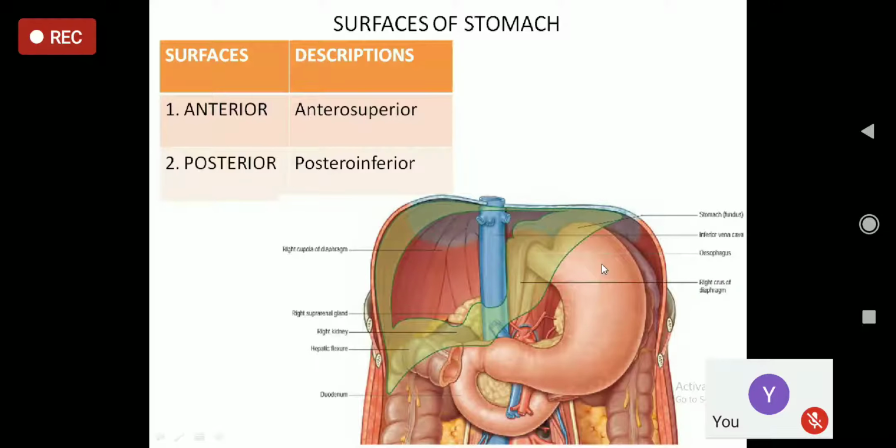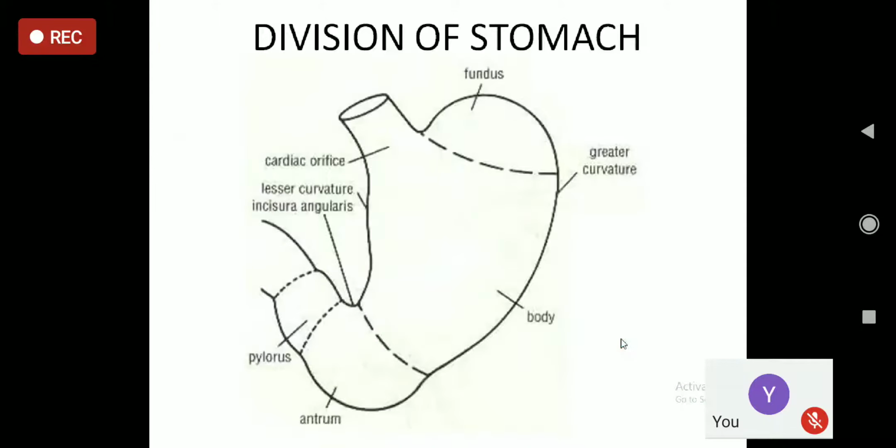So depending on the distensibility of the stomach, if the stomach is empty, it is directed more superior-inferiorly, and if it is full, then it starts to direct anterior-posteriorly. So the surfaces of the stomach are anterior-superior, directed slightly anteriorly and superiorly, and posterior-inferior, directed slightly posteriorly and inferiorly. Here, the surface shown is the anterior-superior surface. Behind that is the posterior-inferior surface. So this is about the surfaces of the stomach.